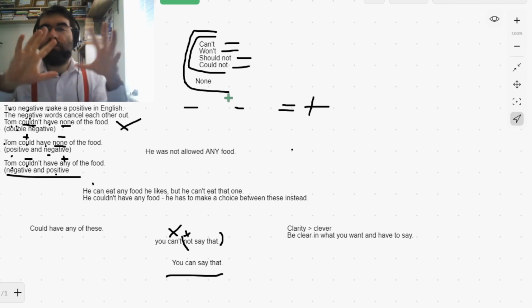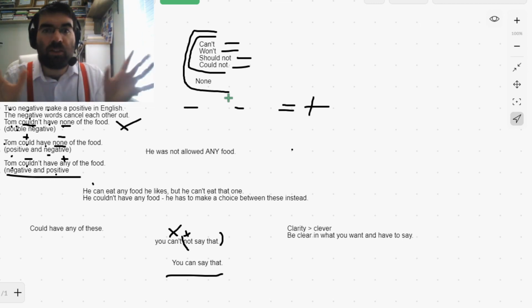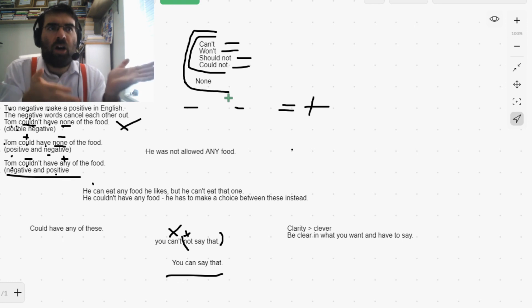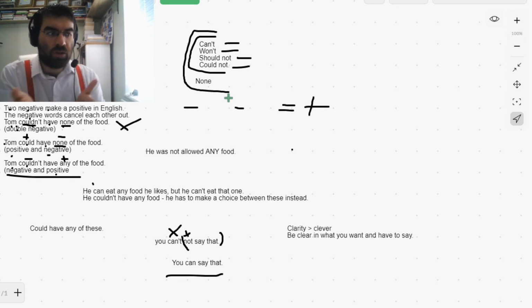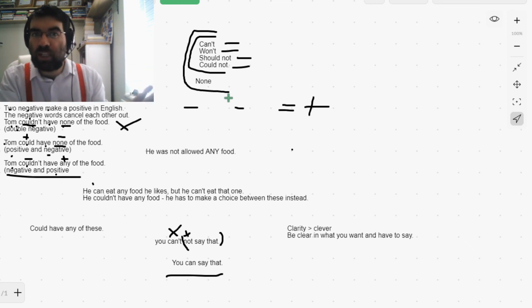Don't make things complicated unnecessarily. He can't not do this. He shouldn't do that unless he could, unless he can't, and then this. Like, no. Keep it simple. Avoid double negatives.